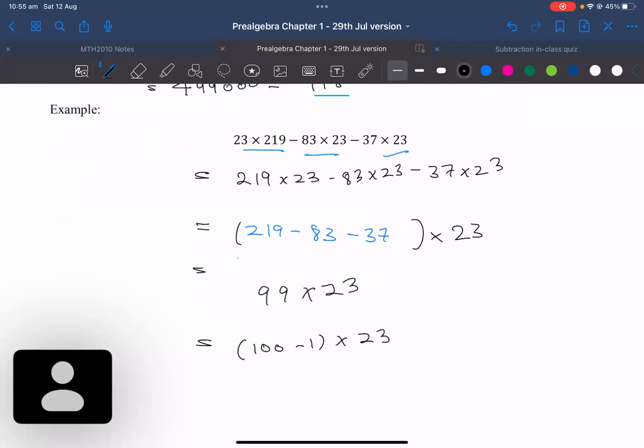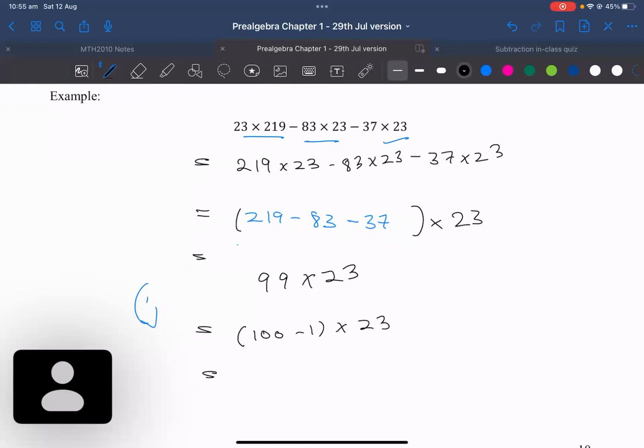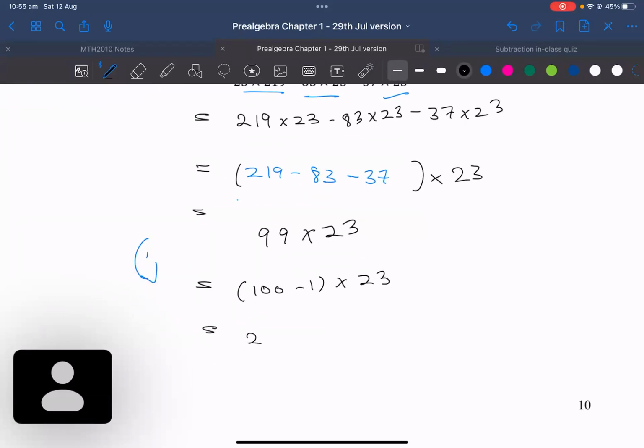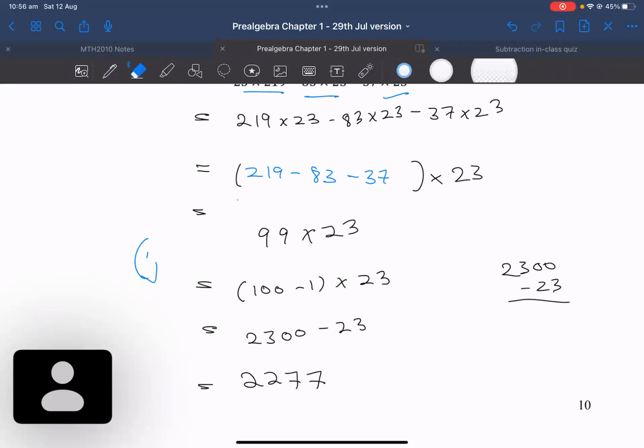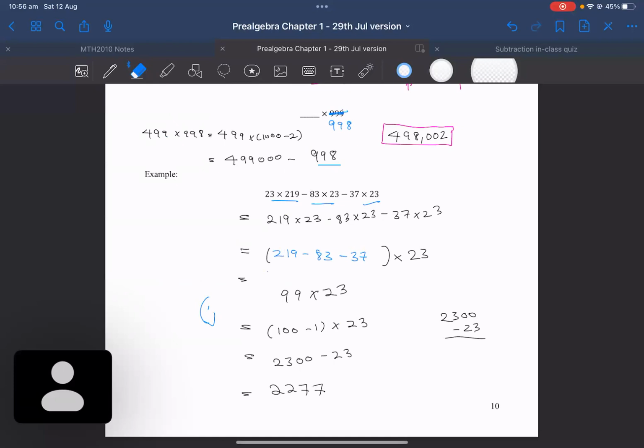So I do the distributive property the other way. That just becomes 100 times 23, which is 23 with a couple of zeros behind it, minus 23. And now I just subtract that. That's pretty easy, right? I think 2277, right? That's our answer. Followed all the steps there. Does that make sense? All right, now we'll do a couple of questions there.